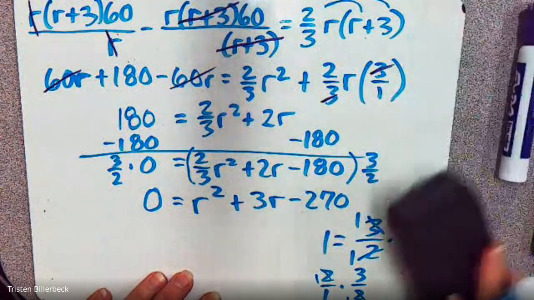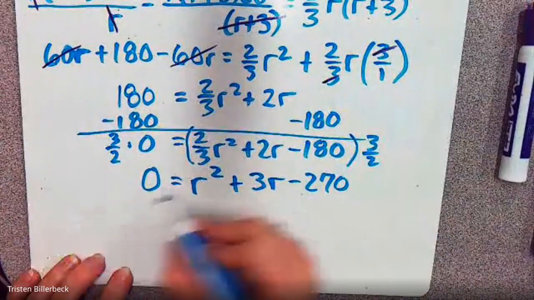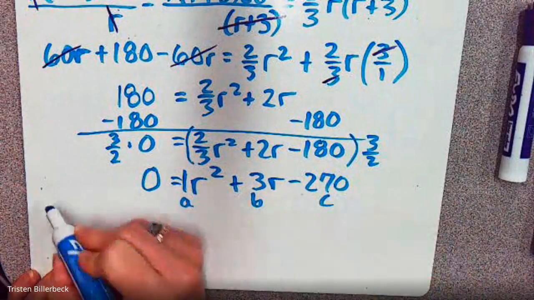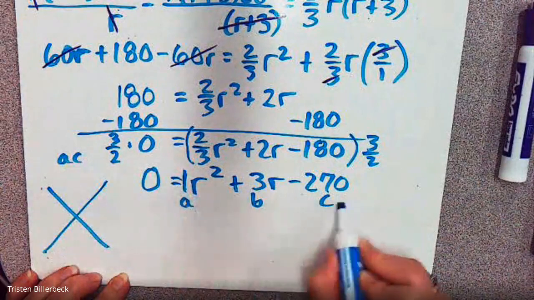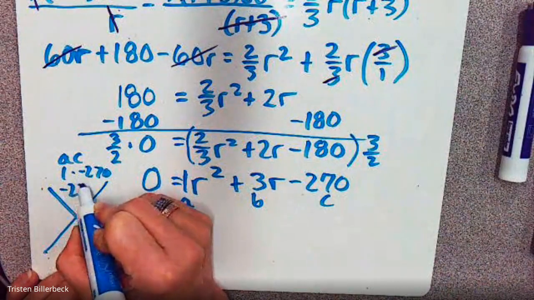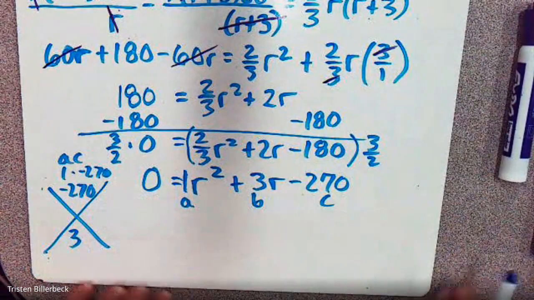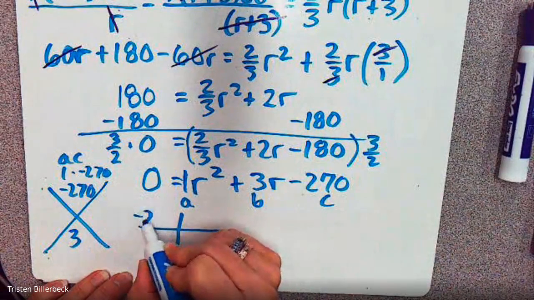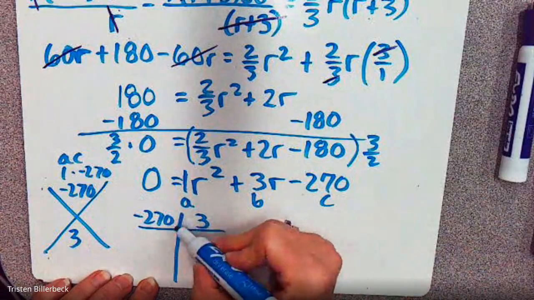So now we have a new equation. So we have A, B, C. So A times C is 1 times negative 270, which gives us negative 270. And we have 3. So, my goodness, that's going to be tough, huh? Trying to figure out, well, what multiplies to be negative 270 and adds to be 3? The numbers are very close together.